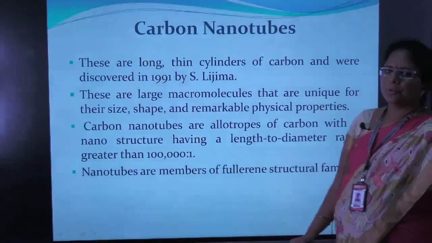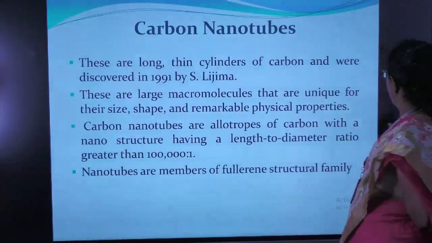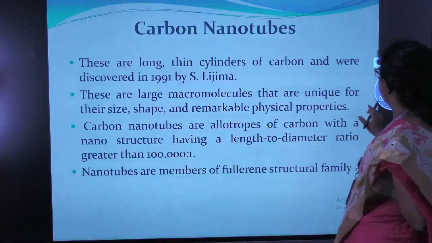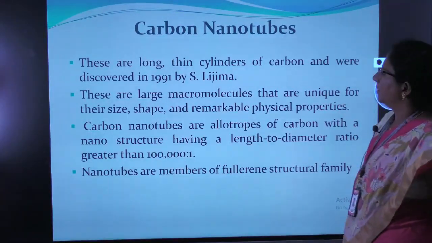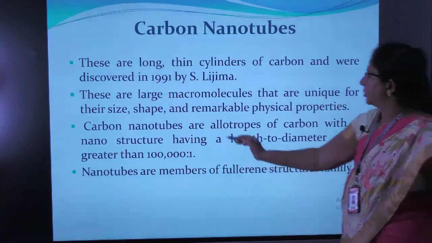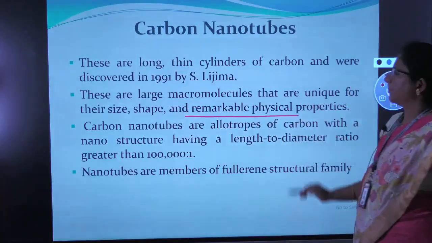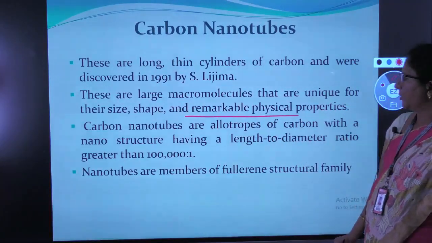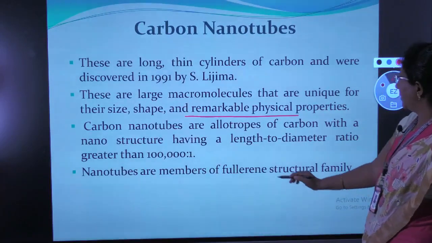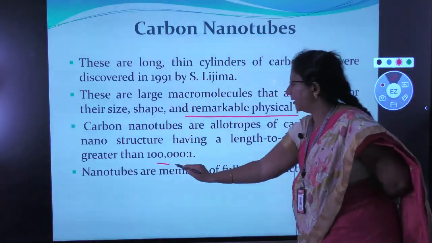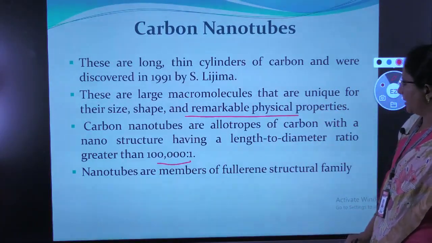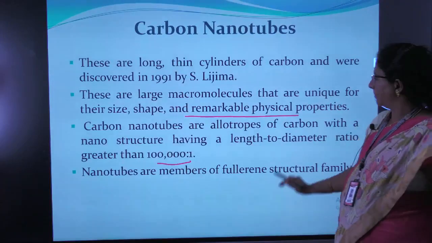Carbon nanotubes are long thin cylinders of carbon and were discovered in 1991 by S. Iijima. These are large macromolecules that are unique for their size, shape and remarkable physical properties. Carbon nanotubes are allotropes of carbon with nanostructure having length to diameter ratio greater than 1 lakh to 1. Nanotubes are members of the fullerene structure family.